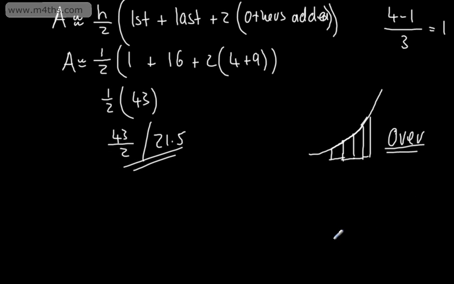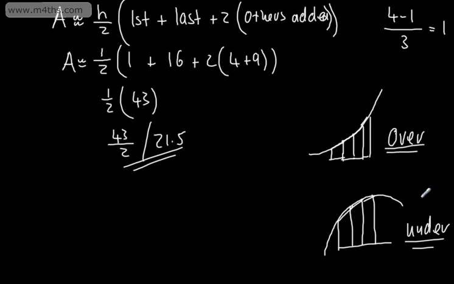If we have a curve that is convex, or opens downwards, and I drew these up, let's put that there, that would be slightly below, and we would say that this is going to give us an underestimate. In later videos, again, we will look at examples of this.